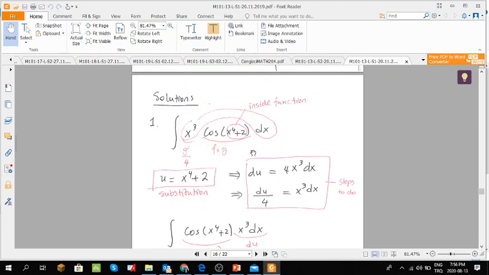Now, the solution to the first. The first thing you observe, as I said, is that this is f composed with g, and the inside function is x to the 4 plus 2. When you take the derivative, you should see that it becomes 4x cubed, and we have x cubed here. So substitution works. u is going to be x to the 4 plus 2. Take the derivative: du is equal to 4x cubed dx. Then divide both sides by 4.